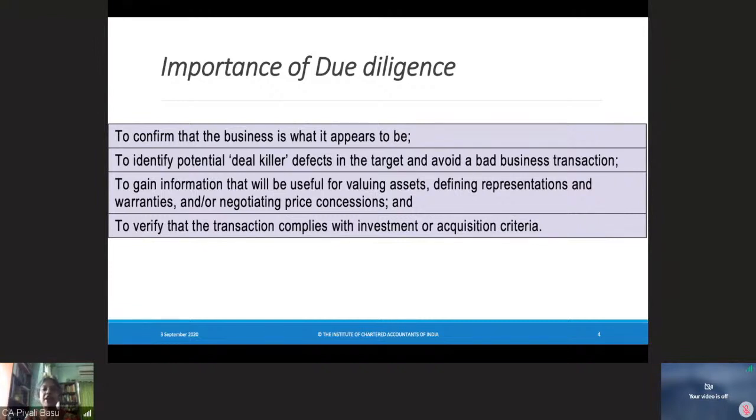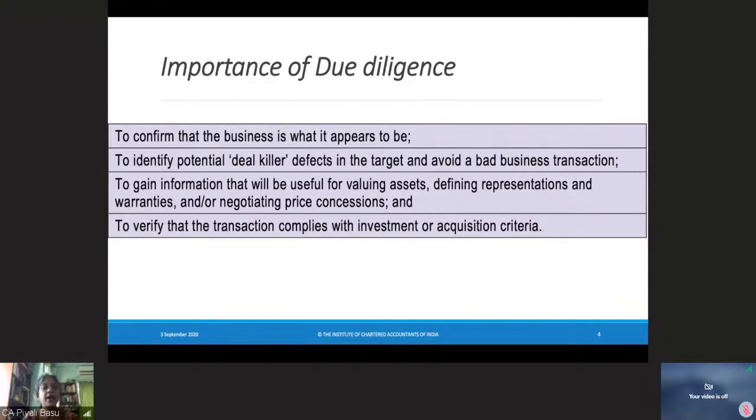So, to identify potential deal-killer defects in the target and avoid a bad business transaction. You thought it was very good, actually it is not. Because the due diligence was not carried out in detail, such inherent defects couldn't be identified, and it turned out to be a bad business deal, and that is naturally a waste of money, of course. Yes, Ravi, you are right. Very good.